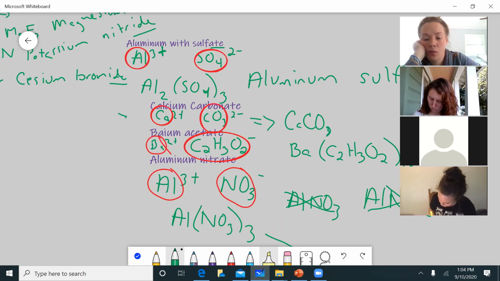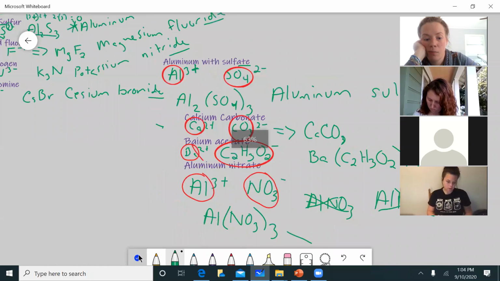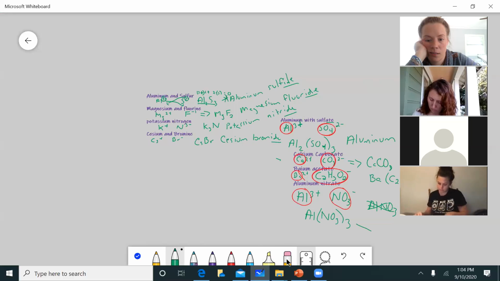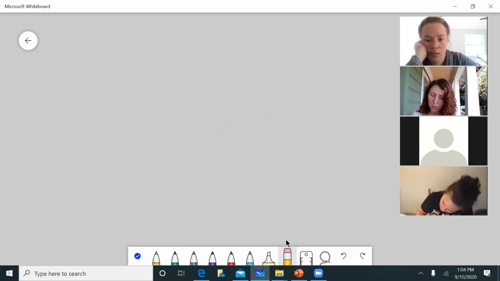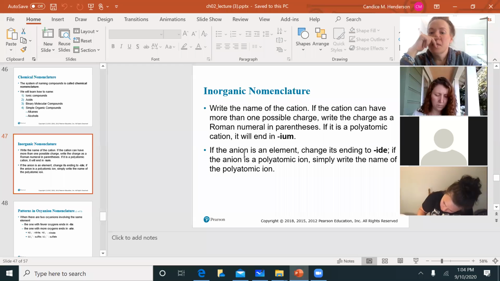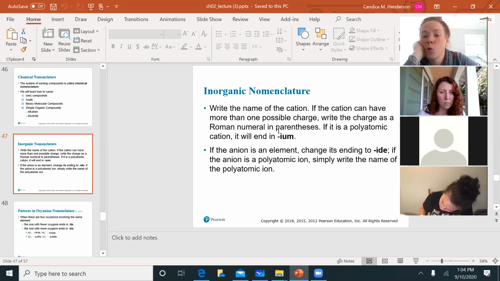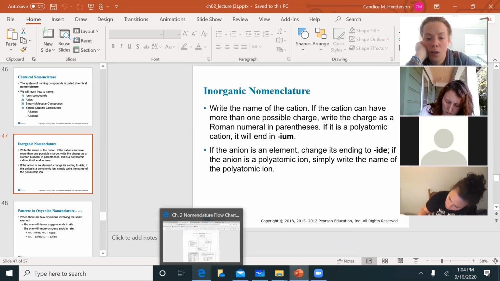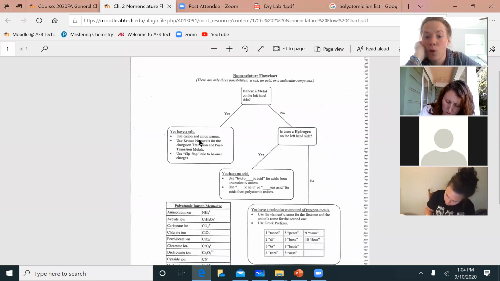Now, in those notes, they said something about changing. Let me clear this out. They said something about if the cation can have more than one charge, write the charge as a Roman numeral in parentheses. So I'm going to give you a couple examples. Also here we can see it says use Roman numerals for charges of transition metals, things that vary.